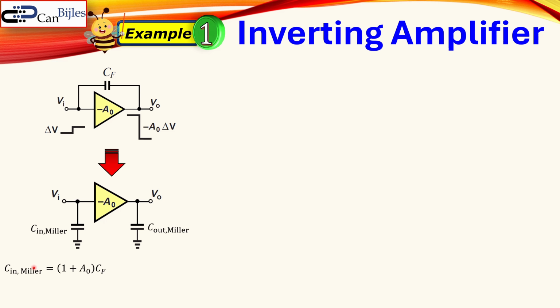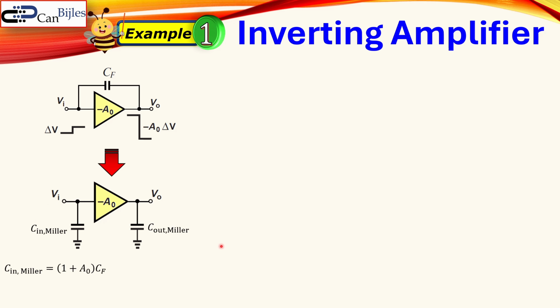And we can say the C in Miller, which is the input Miller capacitor, is given by 1 plus the gain times the feedback capacitor. So you see the feedback capacitor will be multiplied by 1 plus the gain. It's actually 1 minus the A0, that's why you have a plus here. So you will actually increase this capacitor by, let's say, maybe 11 times or maybe 100 times, depending on the gain. And that will also have an effect on the frequency response as explained earlier.